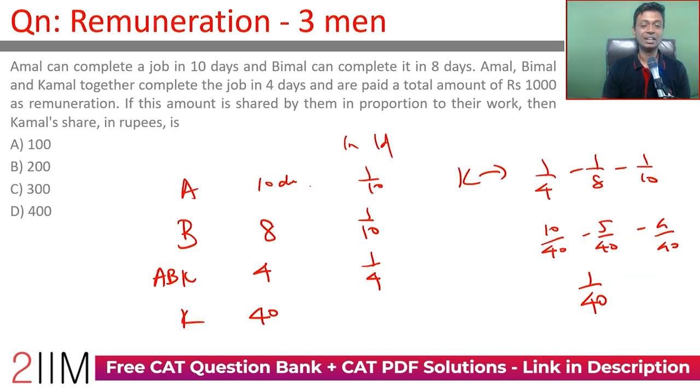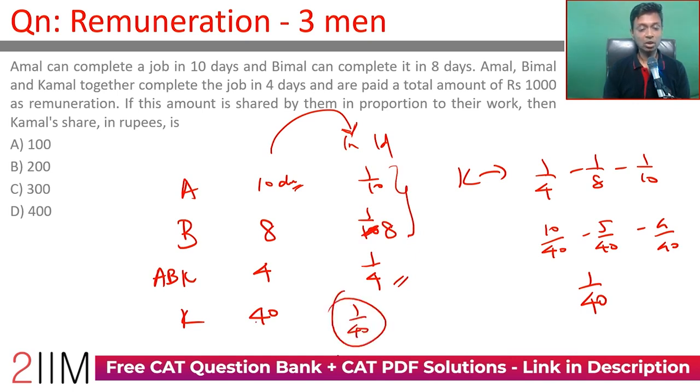Key thing here, if you're given the number of days you take to complete a task, you think about what gets done in one day. That's the rate. So 1 by 10, sorry, this is 1 by 8. Add these two, subtract from this, we'll get 1 by 40. Or Kamal would have taken 40 days to complete the entire task.